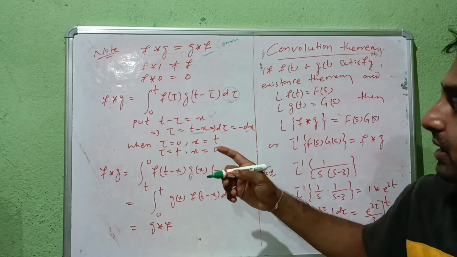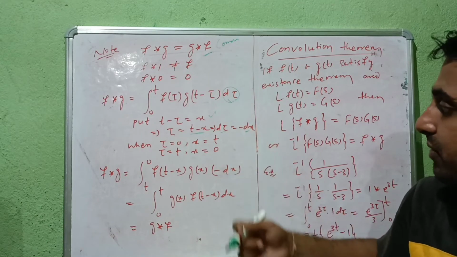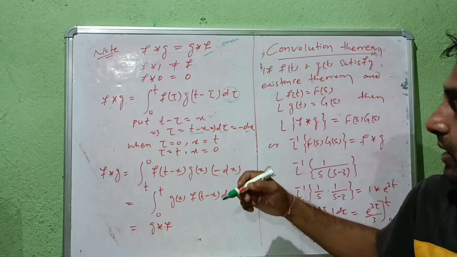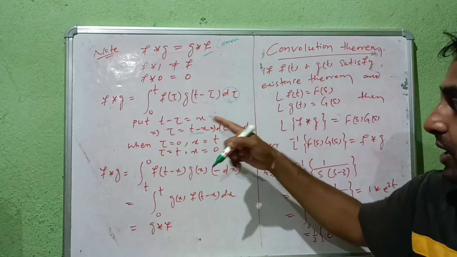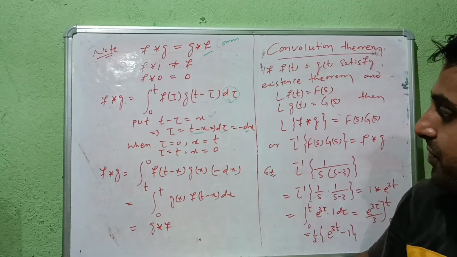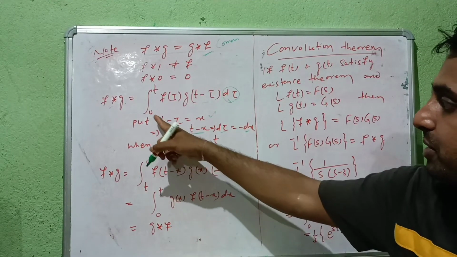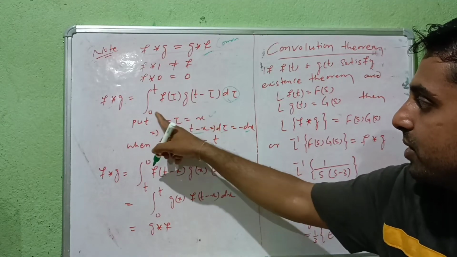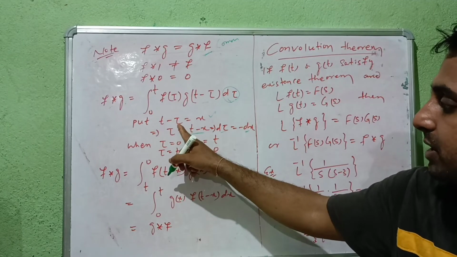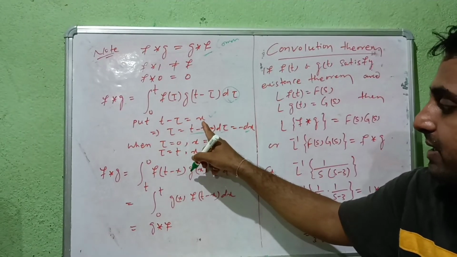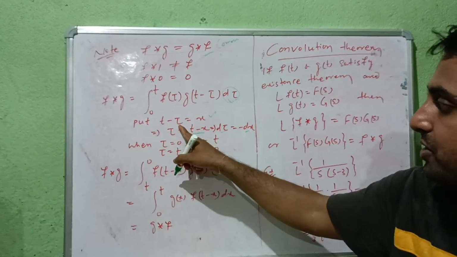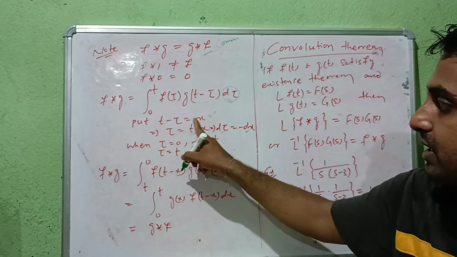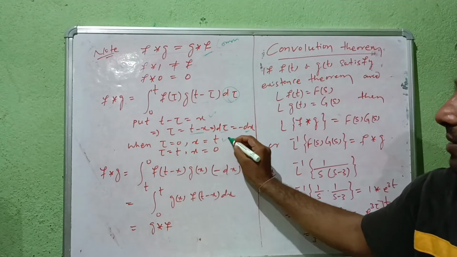Now go to the limit. What will be the limit of x? Because we want to replace tau by x, the limit will also change. When tau equals 0, what will x be? Because we put x equal to t minus tau, when tau equals 0, x equals t.